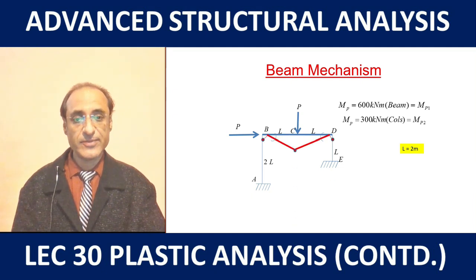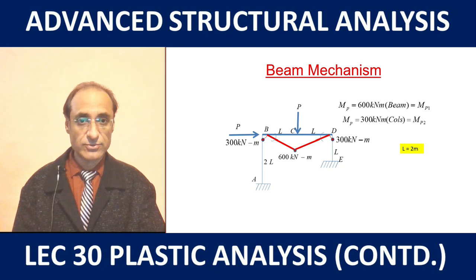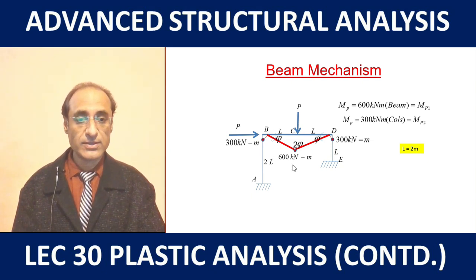So the beam mechanism will be like this. The hinge formation at the beam-column joints will be in the column portion, and at the midpoint of the beam the hinge formation will be like this. So it will involve the beam only. Here the plastic moment capacity is 600 kN and at the other hinge locations it's 300 kN. That difference we have to consider in the calculations. And the rotations are also like this as before, double rotation at the bottom of the beam.